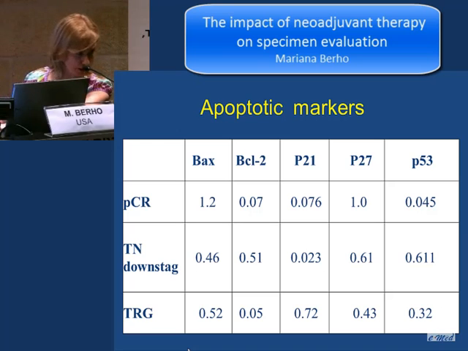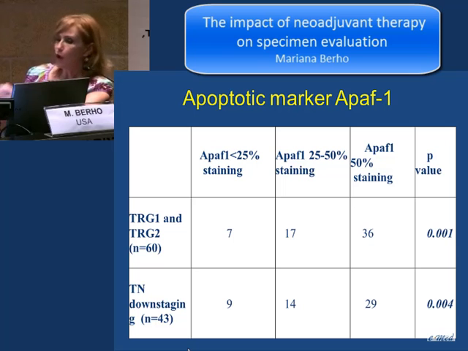So to summarize the results, for most of the apoptotic markers, we did not see any difference in the tumors that responded and did not respond. So this was kind of useless in a way. Now, the only apoptotic marker that was strongly correlated with tumor response was that APAF1 marker. So the tumors that have upregulated APAF were the ones that responded the best.